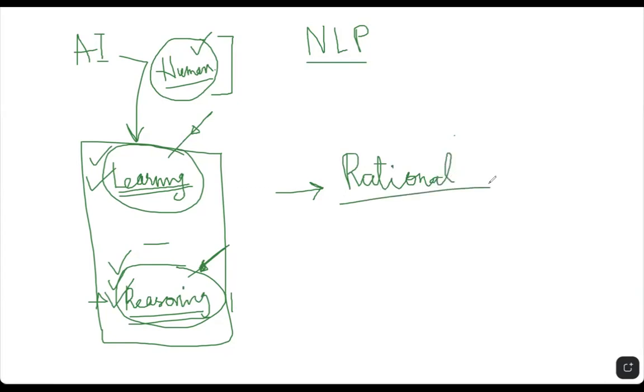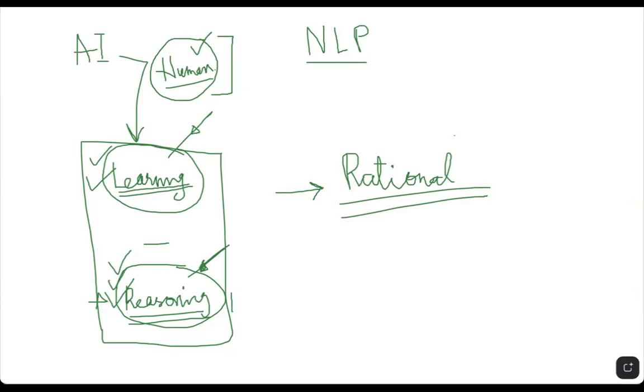So this word rational, what would this mean? Rational would mean that whenever the system gives you an output, that output should always be correct. So there is no room for mistakes. That's what rationality means. So we look for rationality, meaning that whenever an output is given by an AI system, that output should always be correct. We don't want mistakes to be made by AI systems. Right? Am I clear?